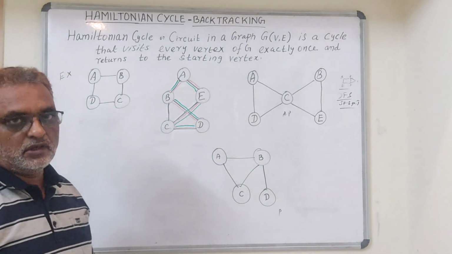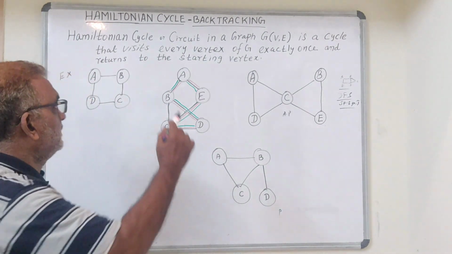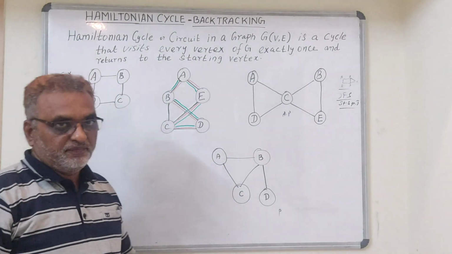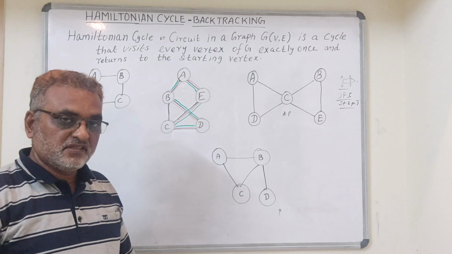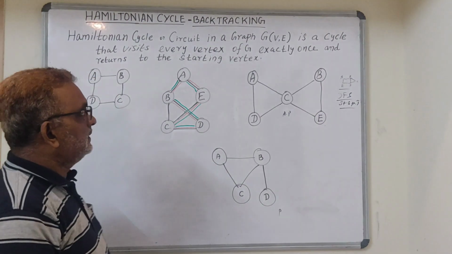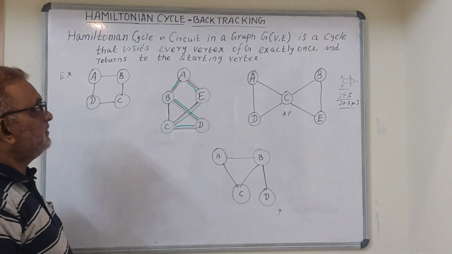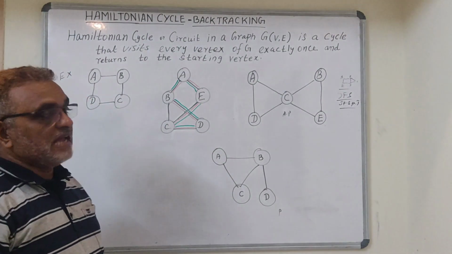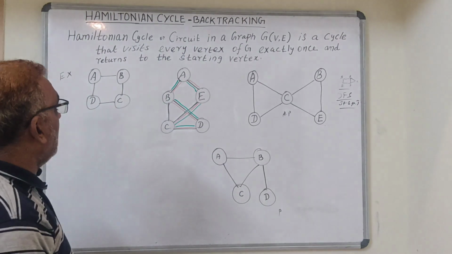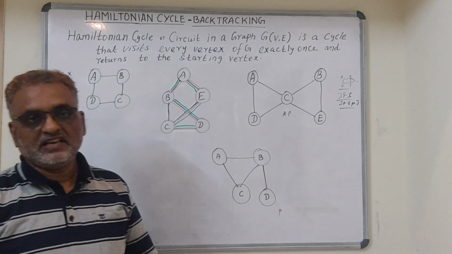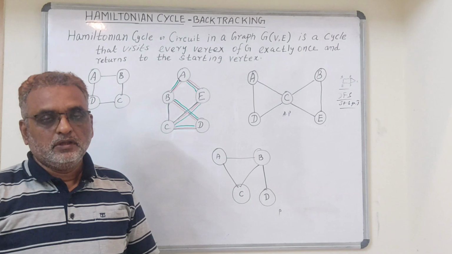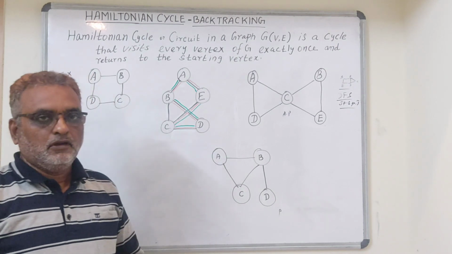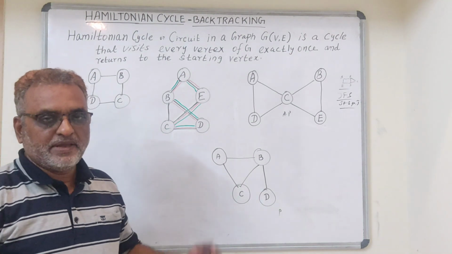Let me define what a Hamiltonian cycle is. A Hamiltonian cycle or circuit in a graph G with V vertices and E edges is a cycle that visits every vertex of the graph G exactly once and returns to the starting vertex. It is called a Hamiltonian cycle. Let me explain with some examples.